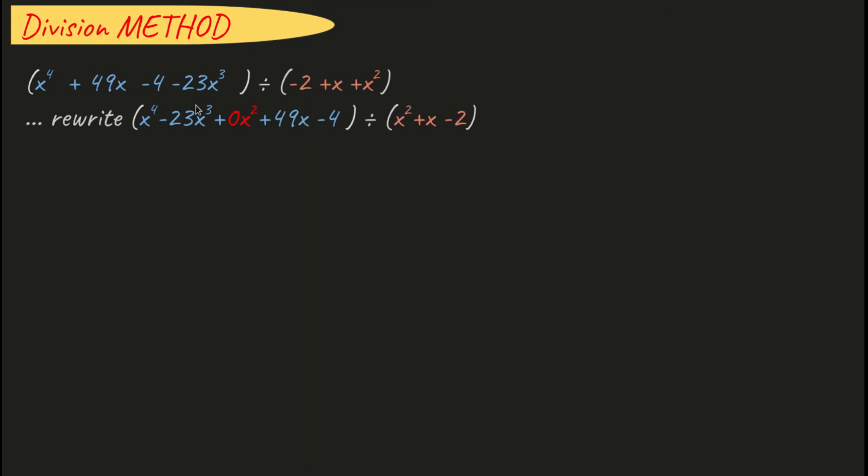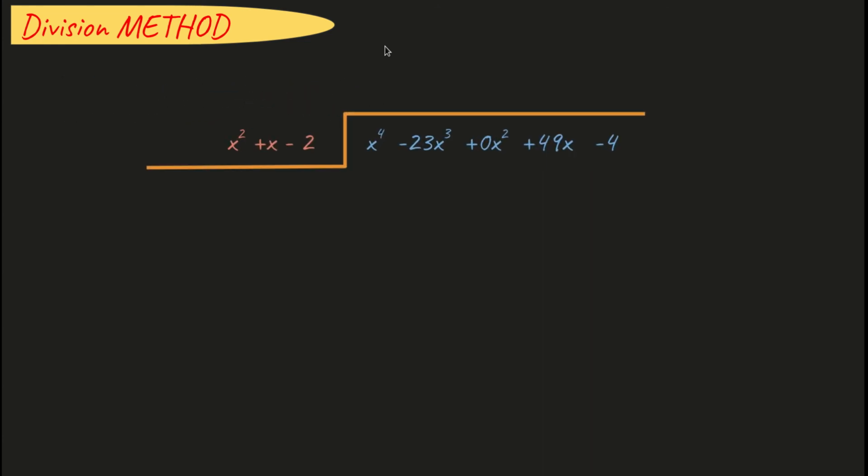And if we've written this in descending power, we've now got a problem that we can actually deal with. So let's put them into our little bracket. And we've got the divisor and the dividend. And we now want to ask ourselves, x squared goes into x to the power 4 how many times? And it's x squared times.